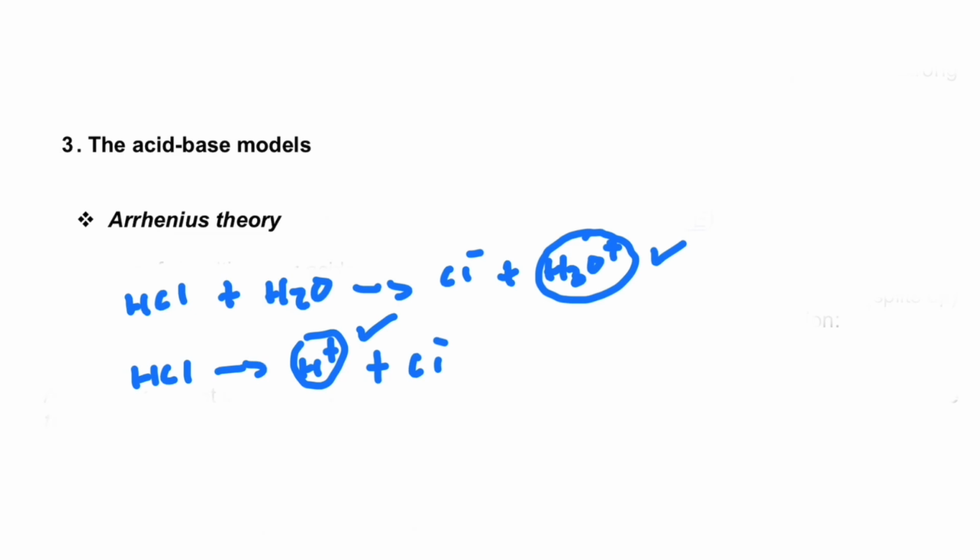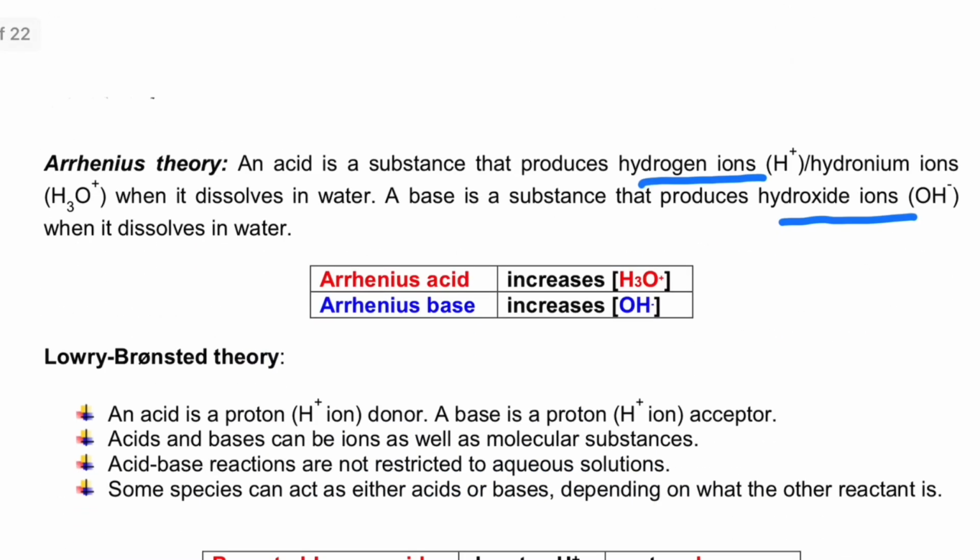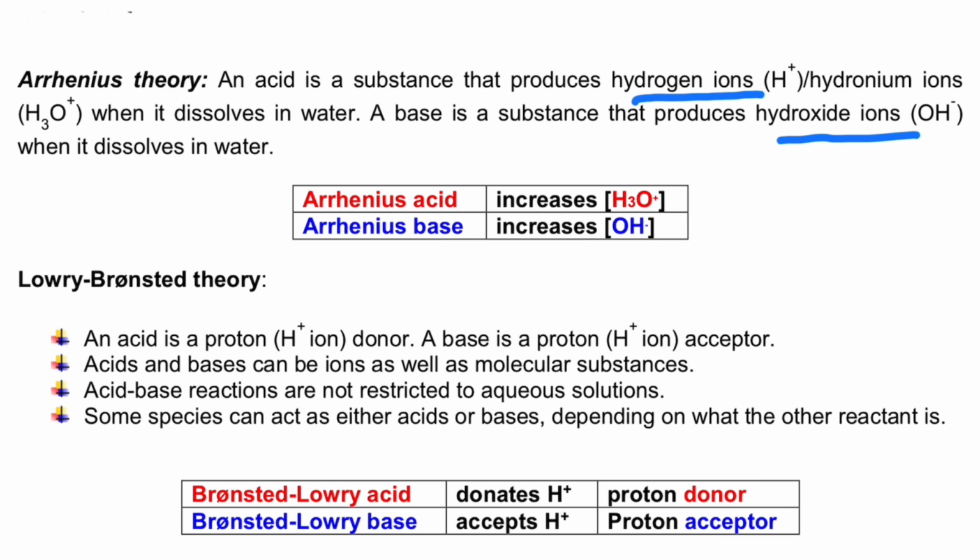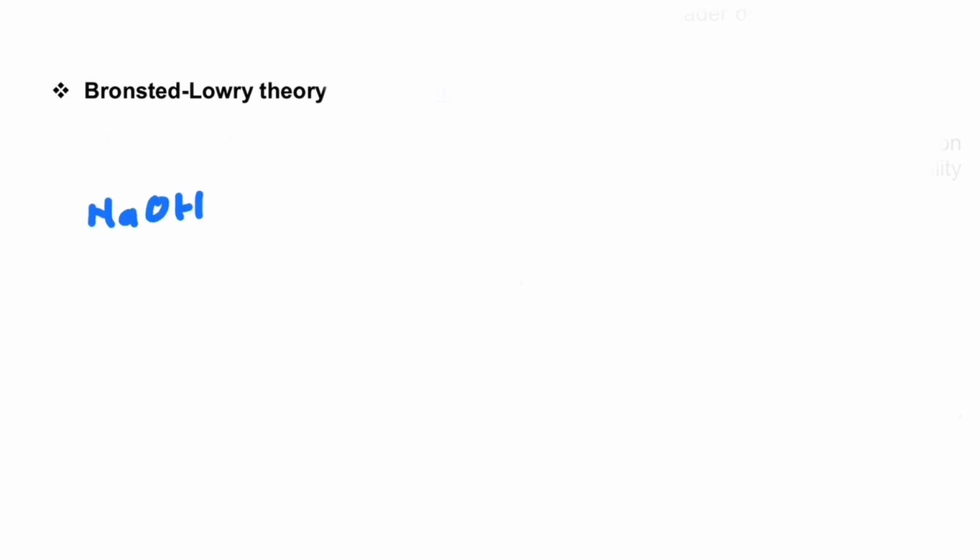Let's go ahead and take a look at a base once more. We said that a base is a substance that produces hydroxide ions, or OH minus, when it dissolves in water. So which base can we use? Let's take NaOH. We're going to come across this base so many times. It is sodium hydroxide. So NaOH, let's dissolve it in water. What are we going to get? We're going to get Na plus and OH minus. This is a base. When dissolved in water, it produces hydroxide ions. Do you understand what is going on?